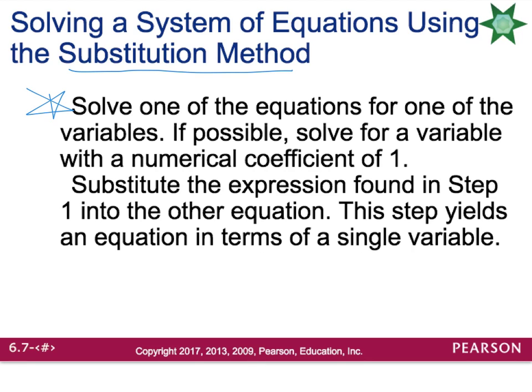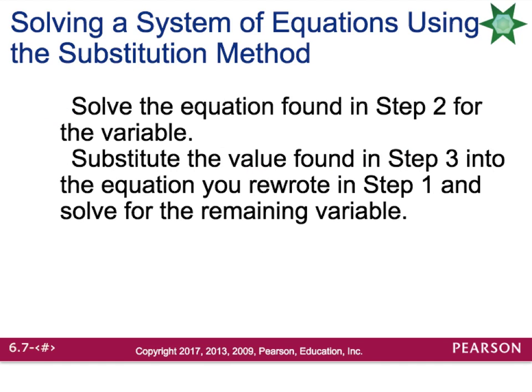First thing you want to do is solve one of the equations for one of the variables. It does not matter which equation you do, but I always try to look for one that has a coefficient of 1, and I try to get that letter by itself. Next, once you have that letter by itself, you substitute that expression that you found in step 1 into the other equation. What will happen is you'll be down to a single variable instead of 2 variables.